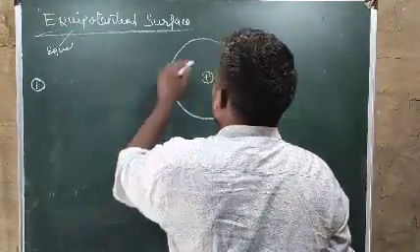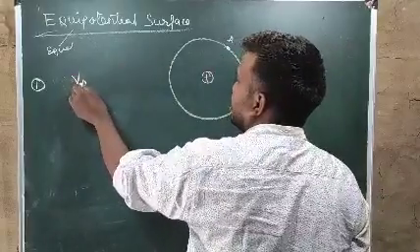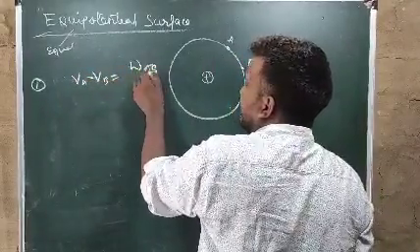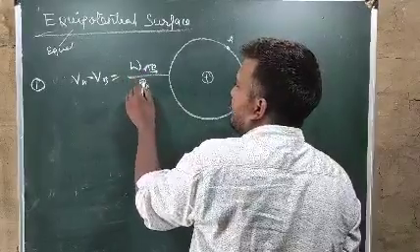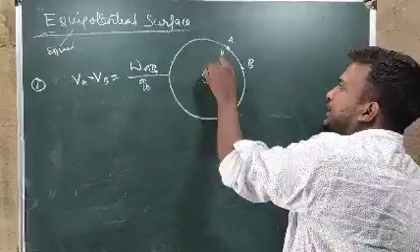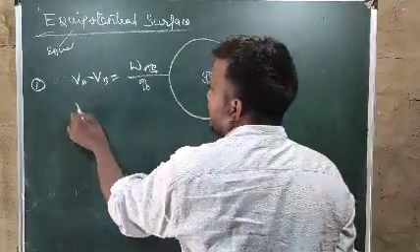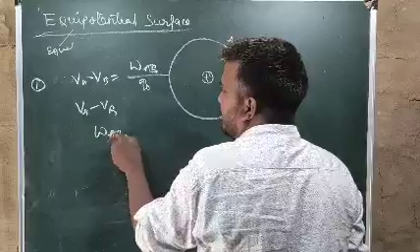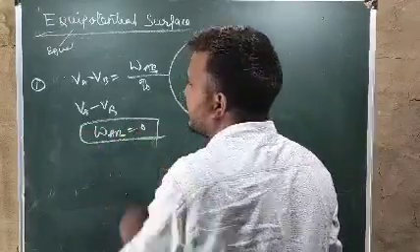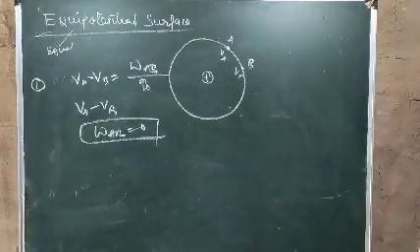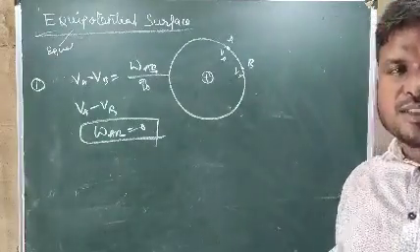The potential difference between these two points is given by VA minus VB is equal to the work done from A to B to take the unit positive charge. Now since the potential here and potential here is the same, VA equal to VB, the work done AB must be equal to how much? 0. So we can say that no work is done in taking a unit positive charge from one point to another on the equipotential surface. This is the first property.